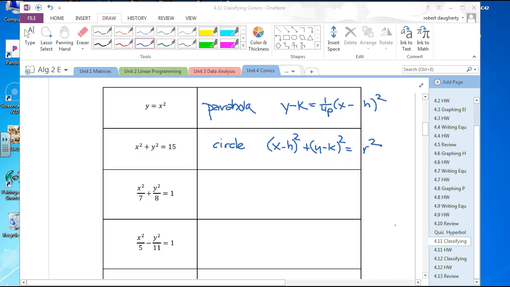Okay. Where's the center of this circle? But this circle right here, where is it centered? 0, 0. Okay. What's the radius of that circle? Square root of 15.